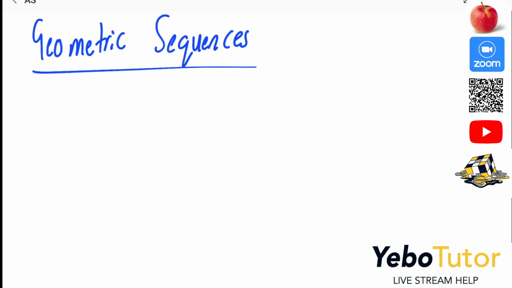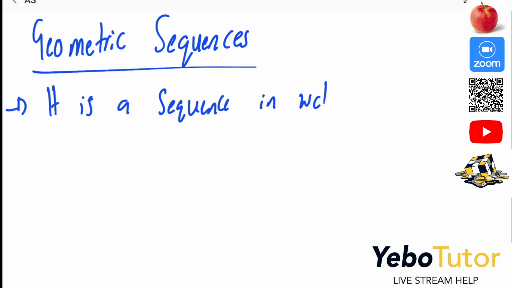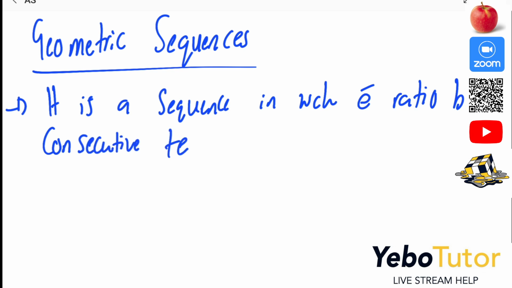Now let's look into the geometric sequence. So what is a geometric sequence? A geometric sequence is a sequence in which the ratio between consecutive terms is the same.